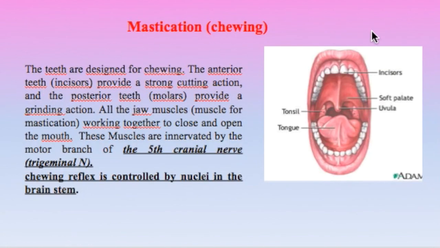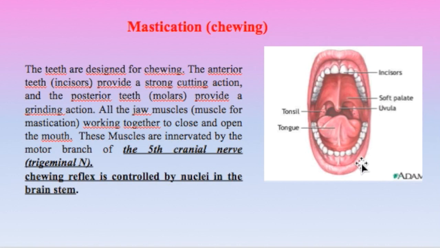We will start with the first part of the gastrointestinal tract, which is the mouth, and the mouth is designed in a way to enable it to perform its function, which is the breakdown of the food particle. For this purpose, the mouth has the anterior incisor teeth, which provide a strong cutting action, and the posterior molar teeth, which give a grinding action.